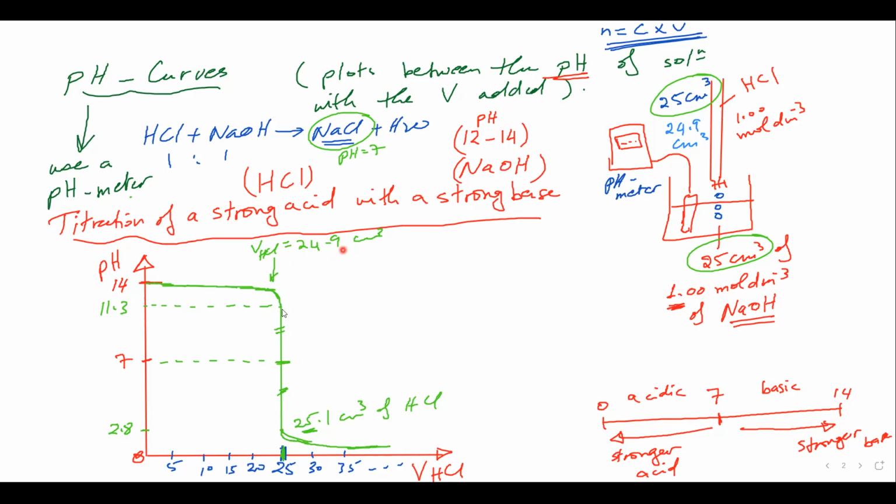At 24.9, it was still alkaline. At 25.1, it became acidic. So how can you draw this change? How can you draw that there was a change? It was not a gradual change. It was a drop from the pH 11.3, which is alkaline, to 2.8, which is acidic. So how can you draw this drop except if you draw a straight line passing through pH 7?